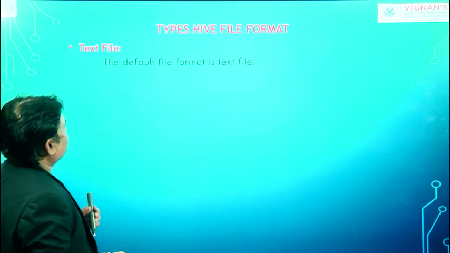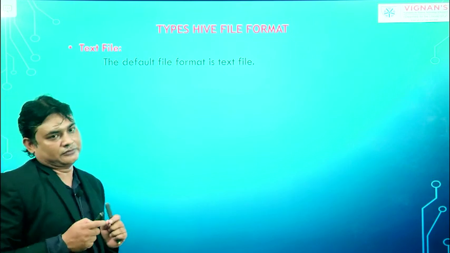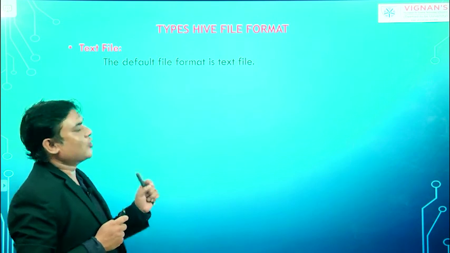Here are the types of Hive file formats. One is called the text file. This text file is the default one, right? The default file format of Hive is what?